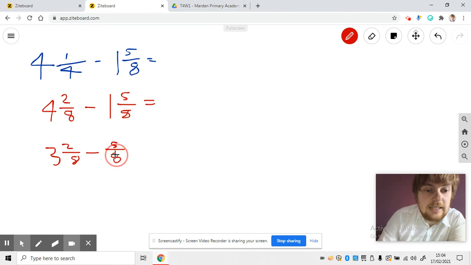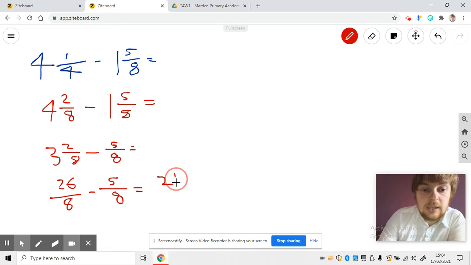And this is where yesterday's knowledge is going to come in so handy. To do this, because we're going to be crossing over the whole, we need to convert this mixed number into an improper fraction. So 3 multiplied by 8 is 24. Add on 2 is 26. So we have 26/8 subtract 5/8. Now 26 subtract 5 equals 21. So we have 21/8, and that is our answer.